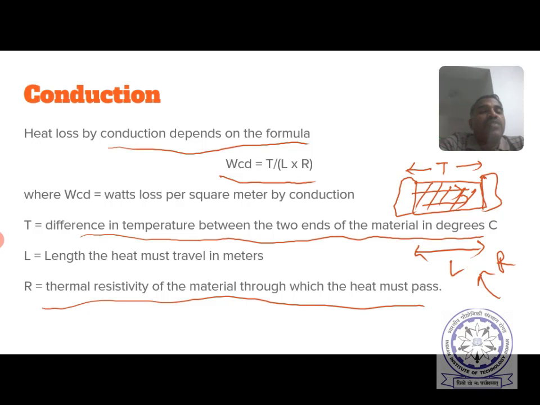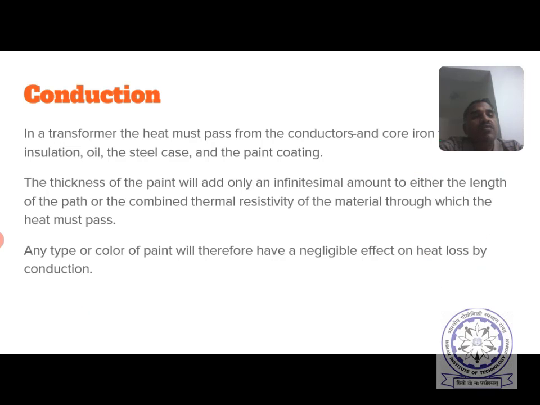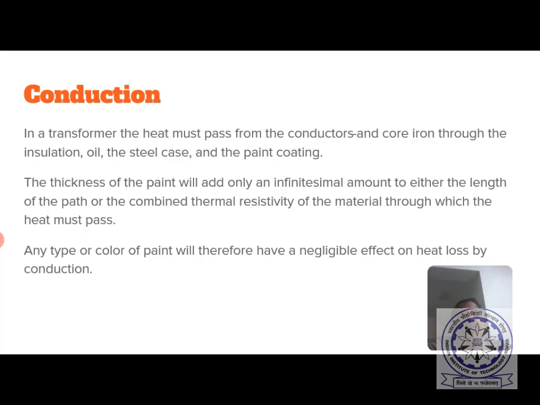So, just like our electrical quantities, analogous quantities can be thought of here. The temperature corresponds to potential, and heat corresponds to current. Like that, you can obtain an analogy between heat flow and our electrical circuit. This is about conduction, but where this conduction will occur inside the transformer is of importance for us. In a transformer, the heat must pass from the conductors and core iron through the insulation, oil, steel case and the paint coating finally, and then to the environment.